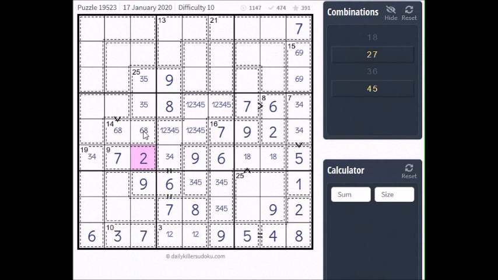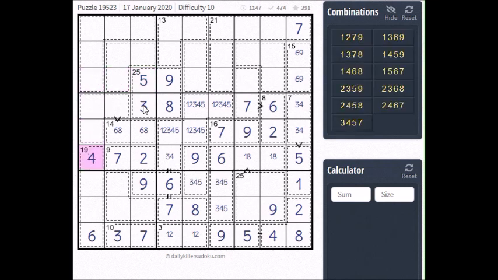Now note that this is 23 with a minimum of 15. Excuse me, 23 plus 15 is 38. So the maximum here is 7. So this cannot be 5. It must be 3, and this must be 4.